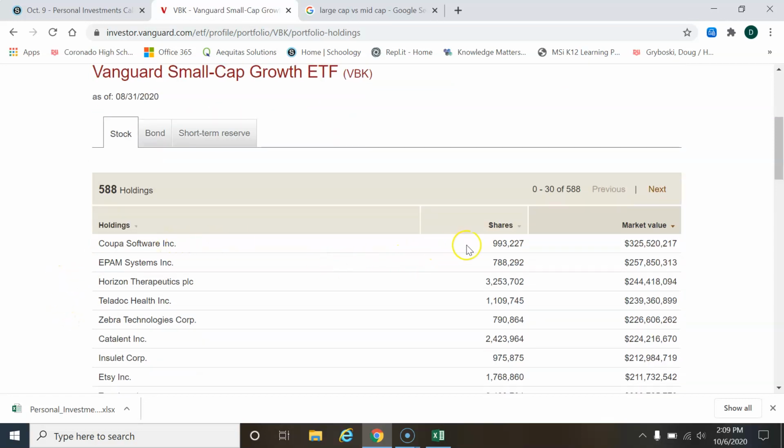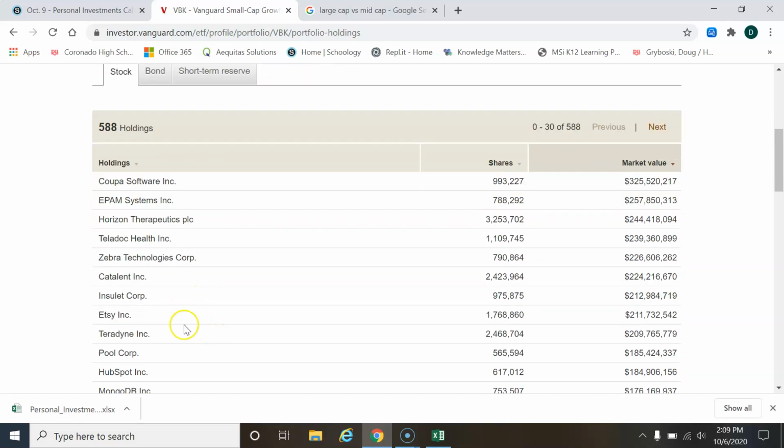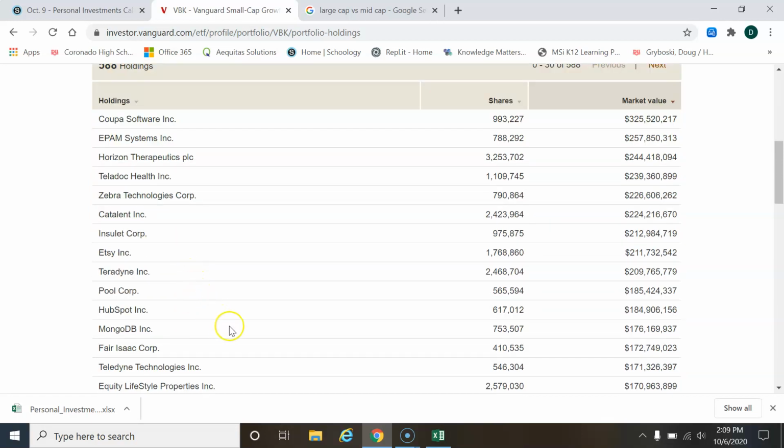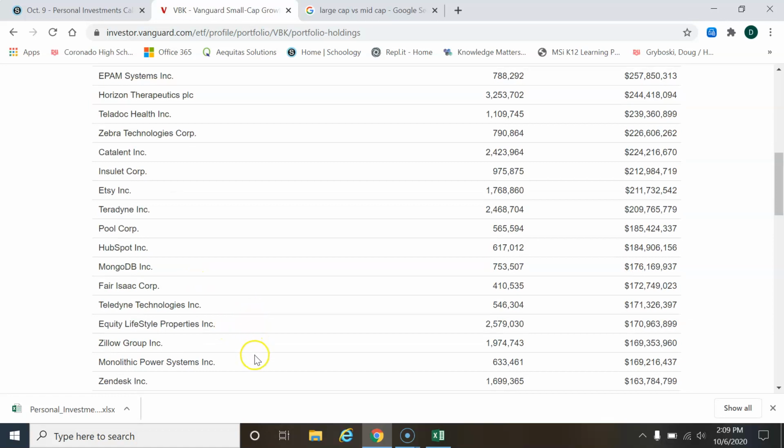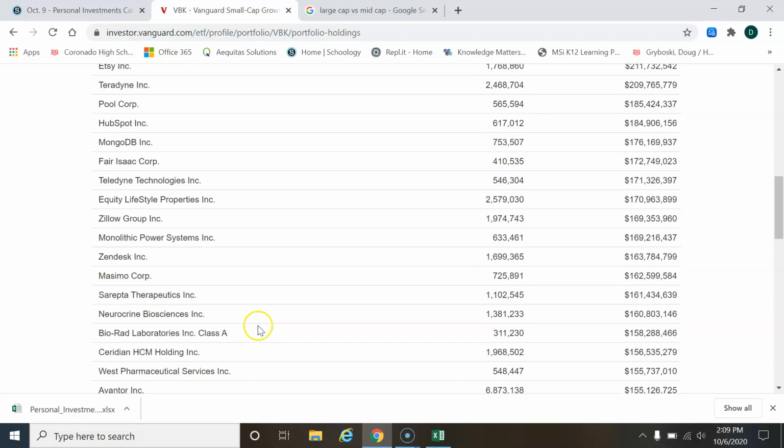And here's the most. It's listed from the most down to the least as far as market share. So Coupa Software Incorporated, EPAM, Horizon Therapeutics, and so forth. So these are smaller companies that we don't see on the news every day, you don't hear about. But their market capitalization can be up to $3 billion, as you saw. So they're not small companies. These are pretty big companies.